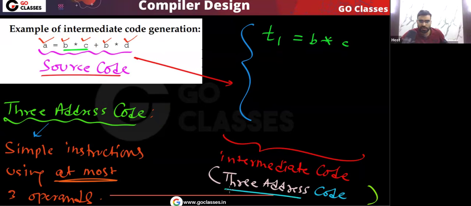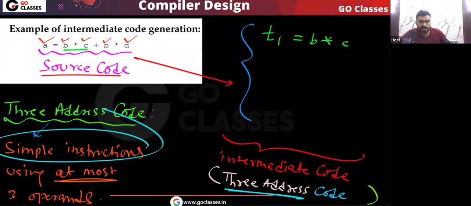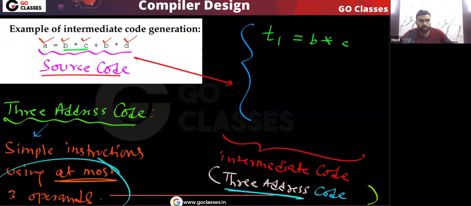So this is the idea of 3 address code. 3 address code is an intermediate representation. There are many different types of intermediate representations, but the most popular type of intermediate code is 3 address code. In this 3 address code, the instructions are very simple and they will use at most 3 operands.